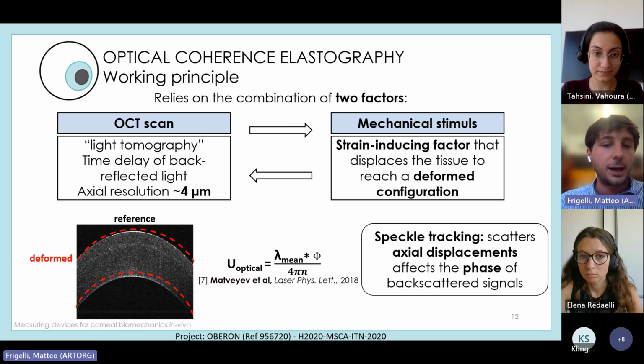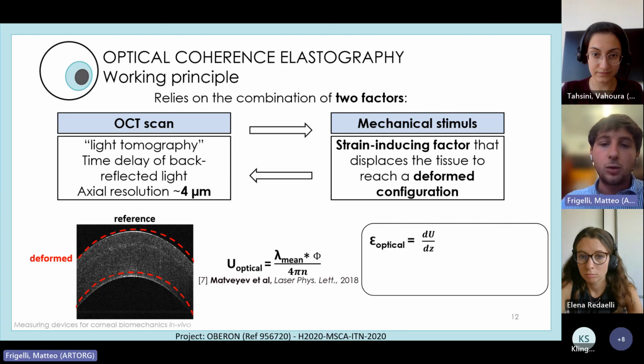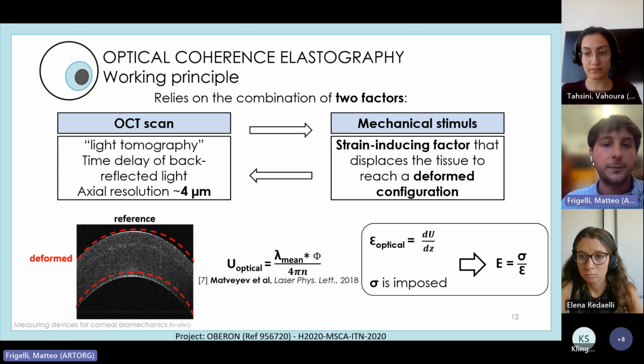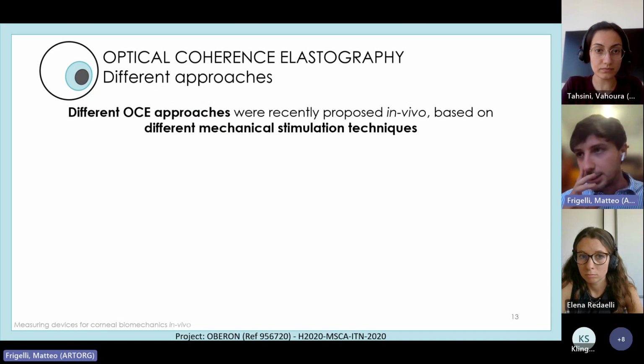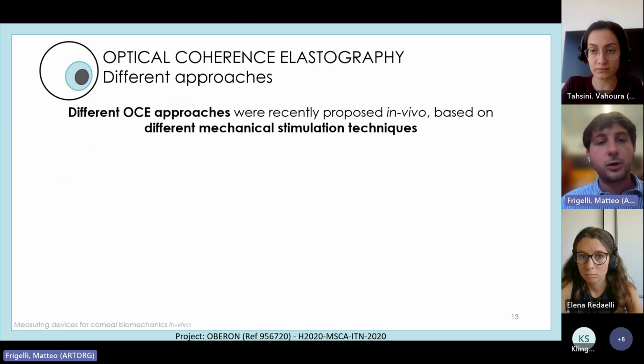So basically, we apply speckle tracking on this image, which gives us the displacement along the optical axis of the OCT. Now that we have the displacement, we can differentiate it to get the strain in the optical direction. And since we are imposing a mechanical stimulus, we're imposing a stress. This we can measure. Therefore, we can characterize the mechanics of the cornea. So this is, let's say, the working principle of OCE.